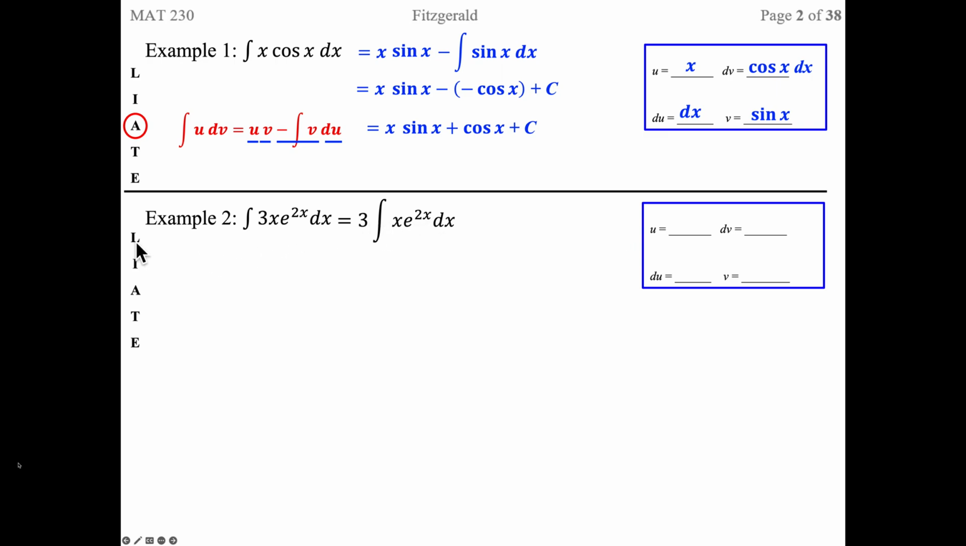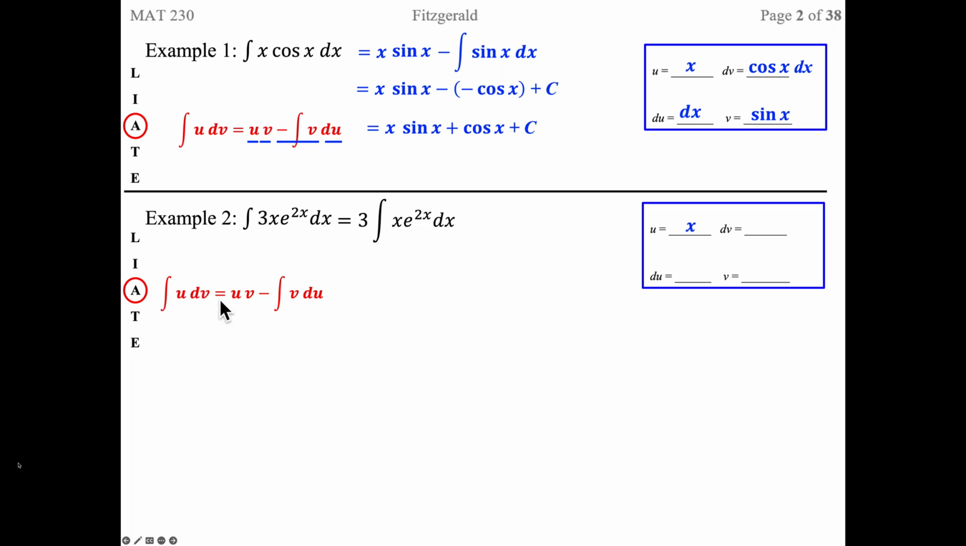I don't see a log function. I see no inverse. I see an A for algebra, that's my x. e to the 2x, that's exponential. That's at the bottom of the list. So again, we're going to let x be our u. So again, write down your integration by parts formula.